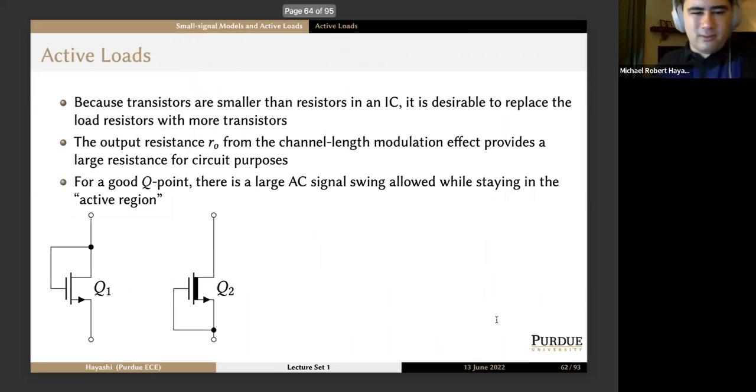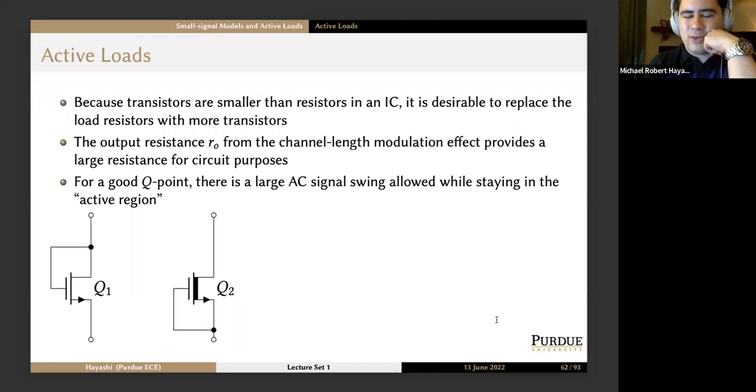So one more topic for today is we have to talk about active loads. And I really only have a single slide on this. Your textbook goes a little bit more in depth and then doesn't really build on this information, so I decided to trim some stuff out here. The idea is that because transistors are smaller than resistors in an integrated circuit, a resistor might be 1,000 times bigger than a transistor, not even kidding, at least in terms of the length. It's desirable to replace all the load resistors with more transistors.